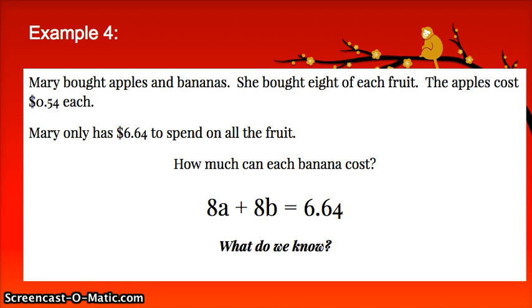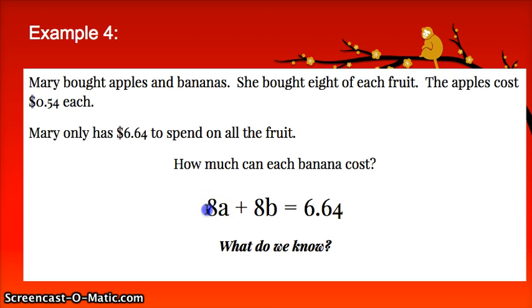Finally, let's look at a word problem. Mary bought apples and bananas. She bought 8 of each fruit. The apples cost 54 cents each. Mary only has $6.64 to spend on all of the fruit. How much can each banana cost?